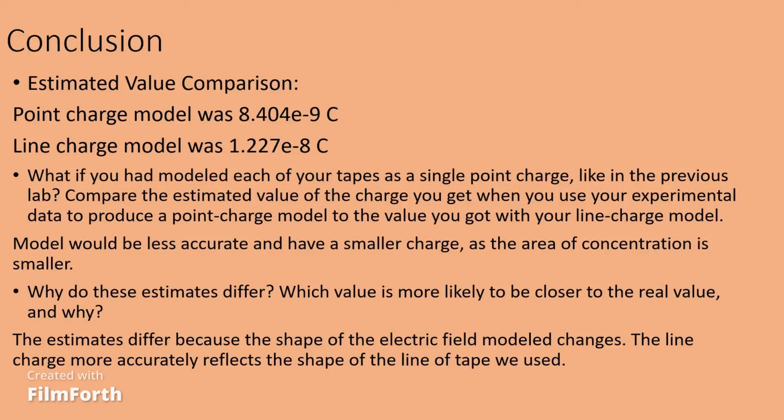The reason that these estimates differ is because of the shape of the actual modeled electric field. The line charge more accurately reflects the shape of the line of tape that we used rather than the point charge, which is just one single point. If we look at the first question now: what if you had modeled each of your tapes as a single point charge like in the previous lab? Compare the estimated value of the charge you get when you use your experimental data to produce a single point charge model to the value you got with your line model.